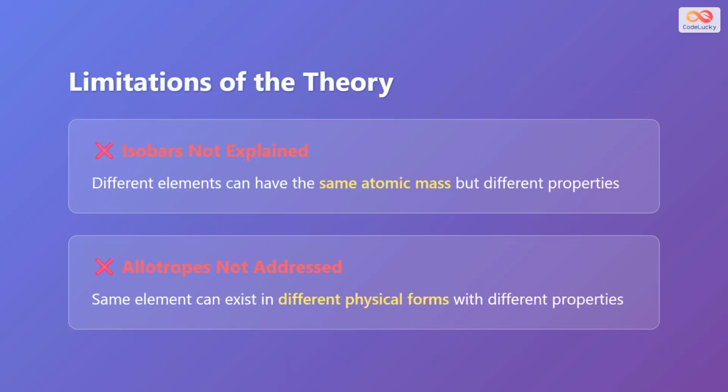Two more important limitations were discovered. Isobars, which are atoms of different elements that have the same atomic mass but different properties, were not explained by Dalton's theory. Additionally, allotropes were not addressed. Allotropes are different physical forms of the same element, such as diamond and graphite, which are both made of carbon but have vastly different properties. Dalton's theory could not account for these variations.